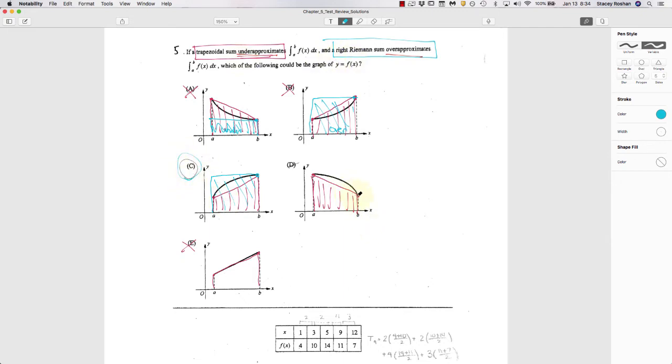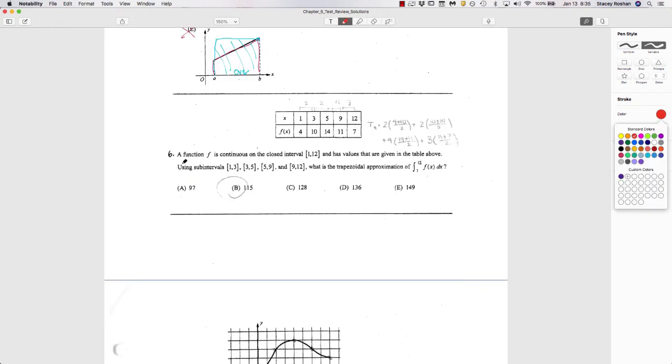Let's just check the others. So this one, if I'm using the right, that is clearly an under approximation. So that's why that's not the right answer. And then if I were to do this one, it would have been an over approximation, but I had already crossed it out. So that's how I do that one.